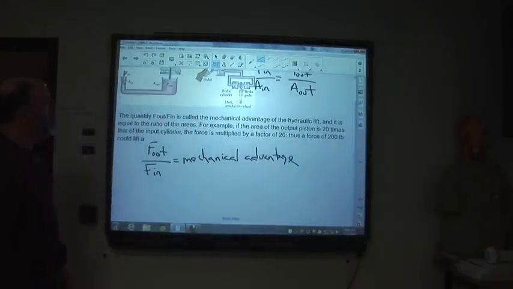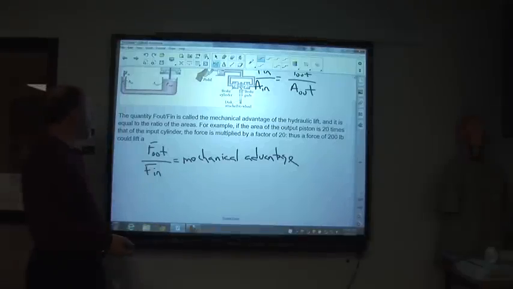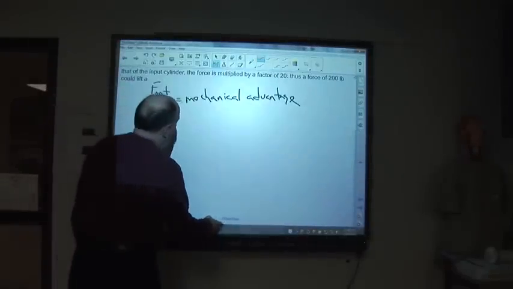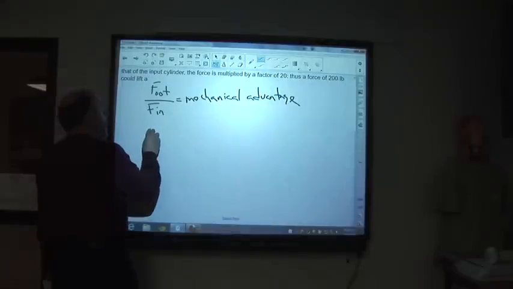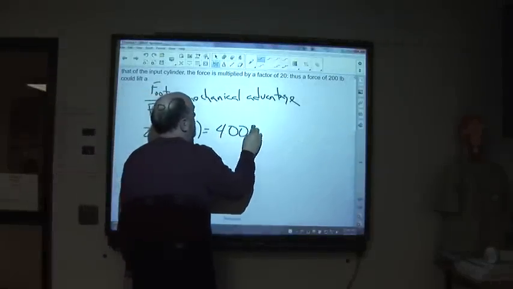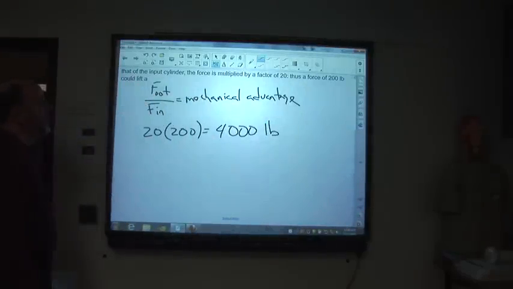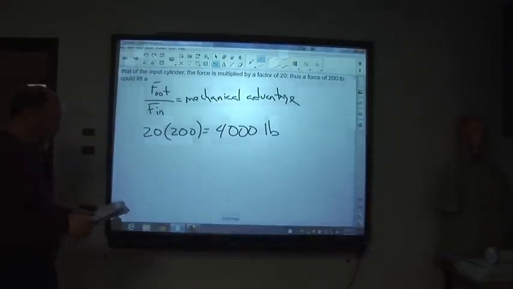So in this particular case, the area of the output is 20 times that of the input. You got that the mechanical advantage is going to be 20. And so how much force we can get out is that F out is going to be 20 times our 200, and we can lift a car that's 4,000 pounds. And so we can get this car up into the air by using this.